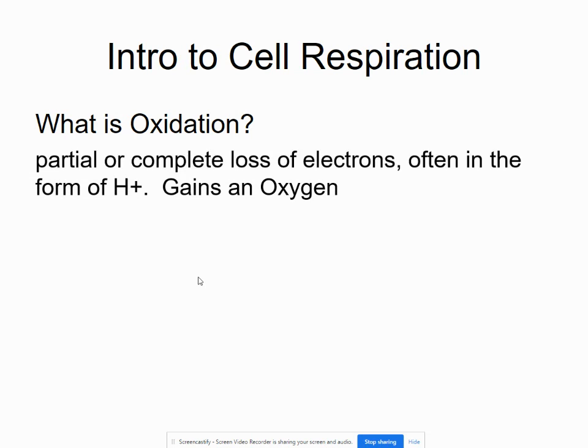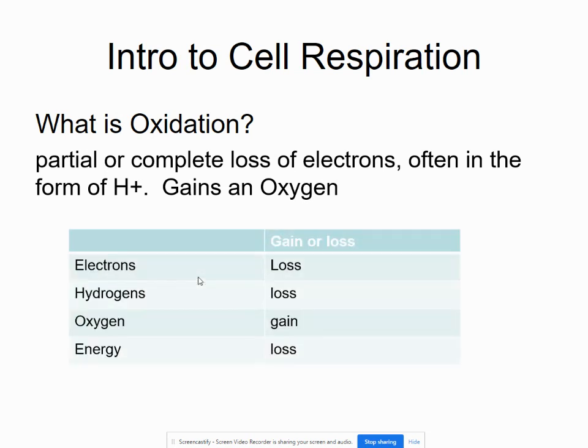And it's going to be actually what happens here. So what is oxidation? It's the partial or complete loss of electrons. So when electrons are lost from a molecule, we call that oxidation. When that happens, the molecule actually gains an oxygen as well. So it's the gain of an oxygen, loss of electron.